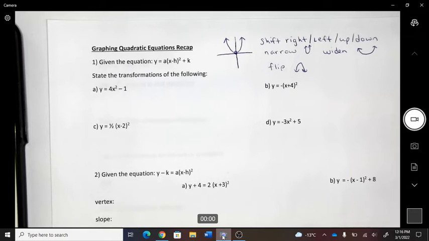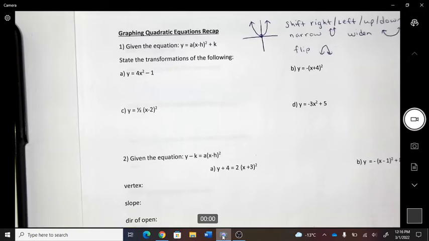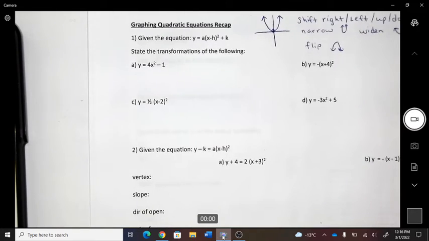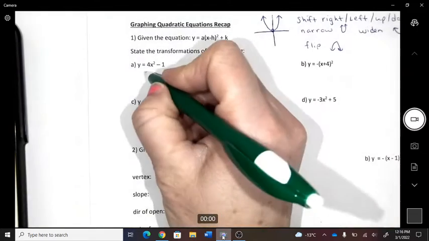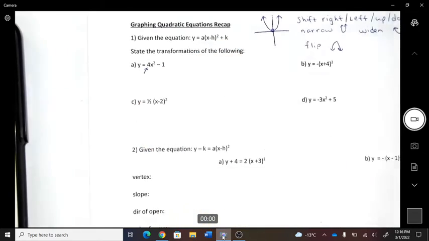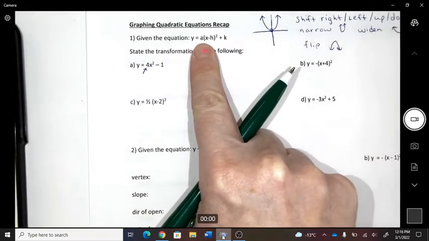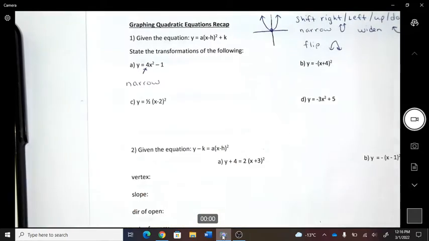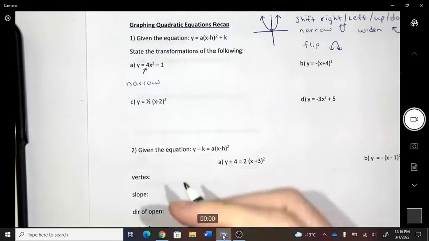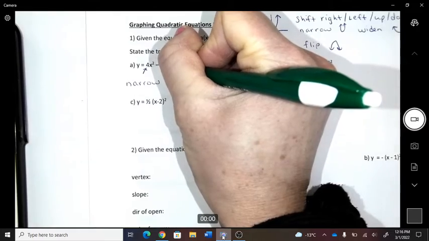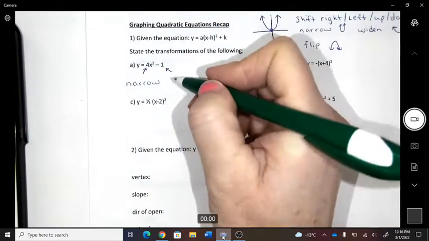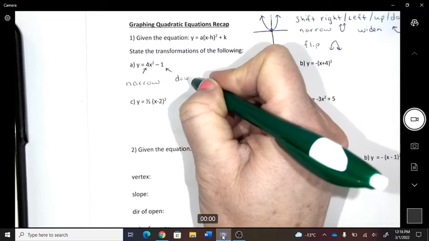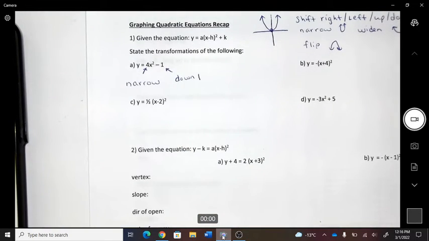Okay, question A, what has happened? And you should have two answers for it. So there's a 4 and there's a 1 part. So what is the 4 going to do? So it's the multiplier in the front. What does the A do? It's going to narrow. And what's the subtract 1 on the outside going to do? Down. It's going to go down.